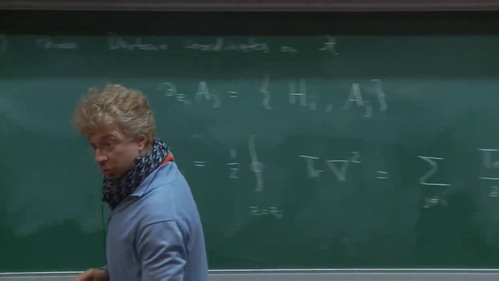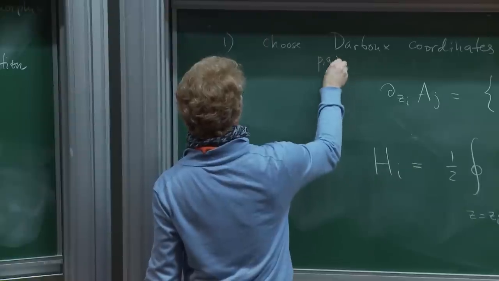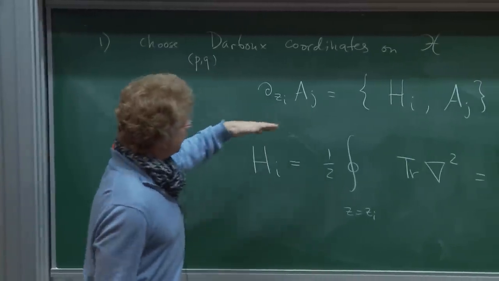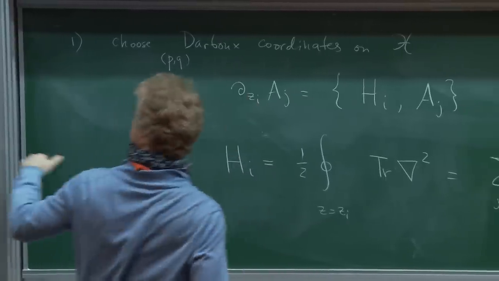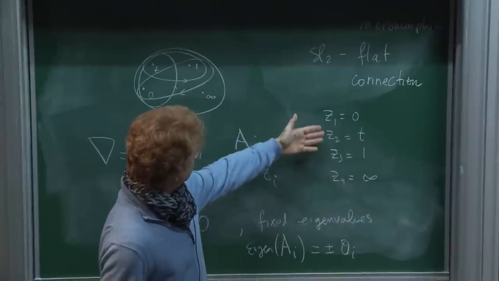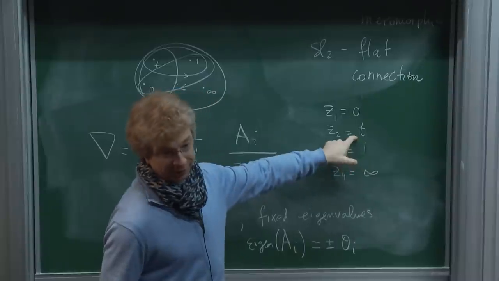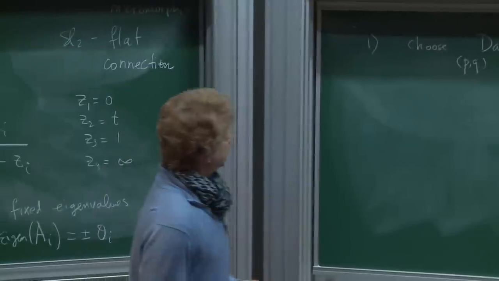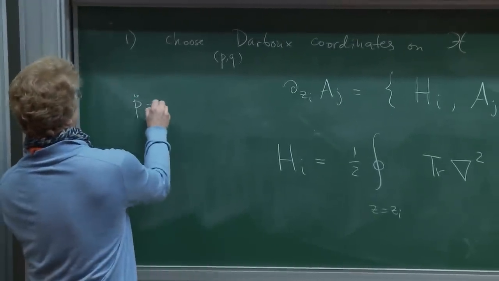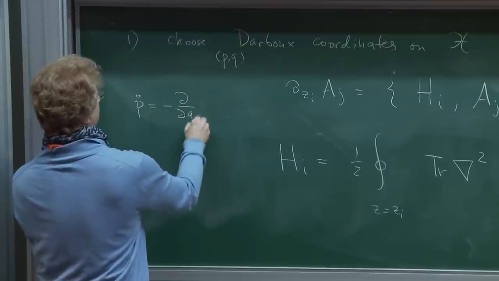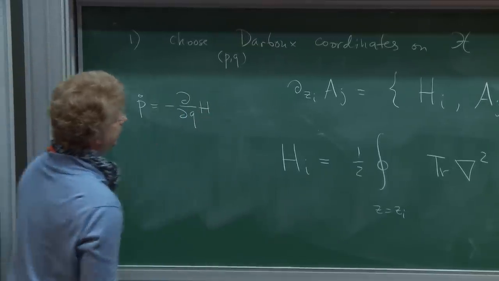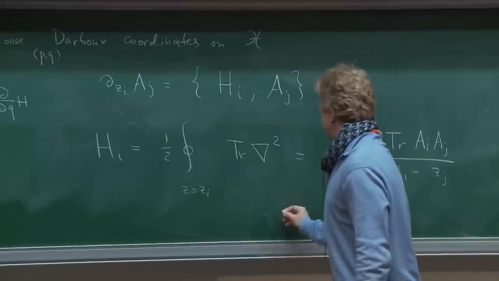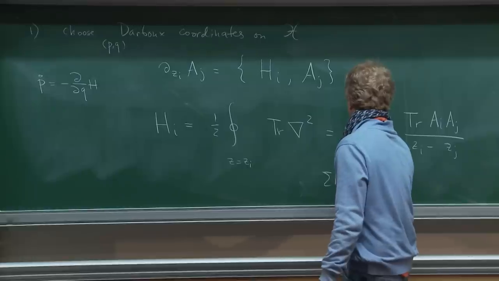Anyway, whatever Darboux coordinates you choose, let me call them P and Q. When you fix the gauge for the conformal group, you have essentially only one evolution parameter, so the position of the second point when the other three are fixed. Then in the Darboux coordinates, your equations will have the usual form. Out of four Hamiltonians, only one is independent. You can check that, of course, these functions obey three obvious relations.